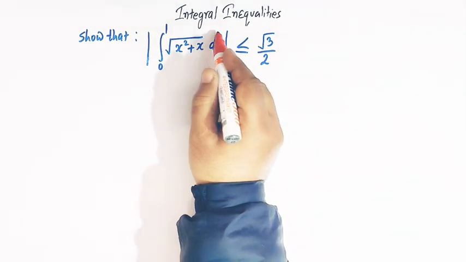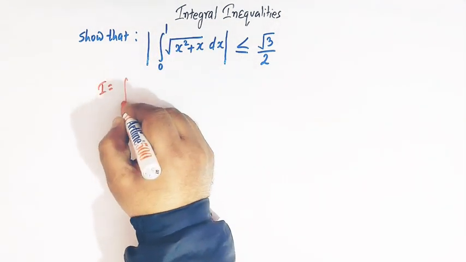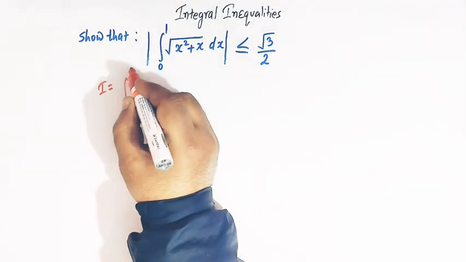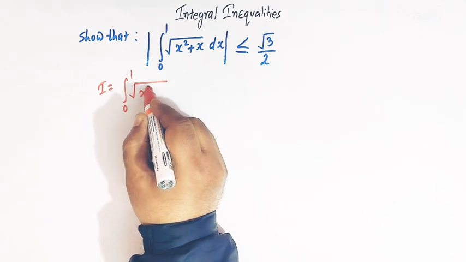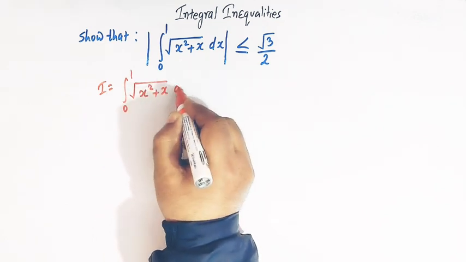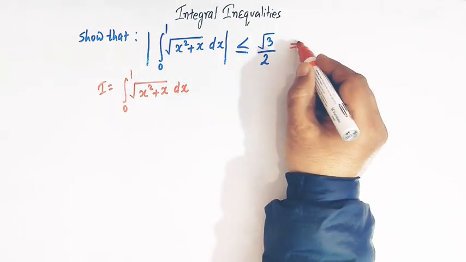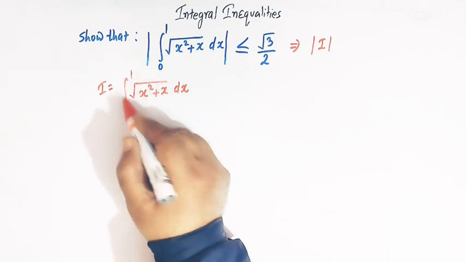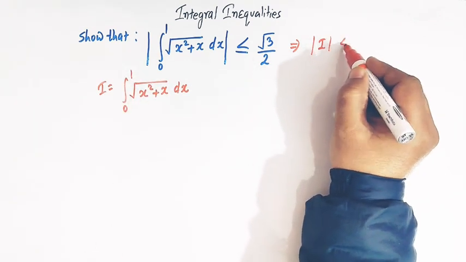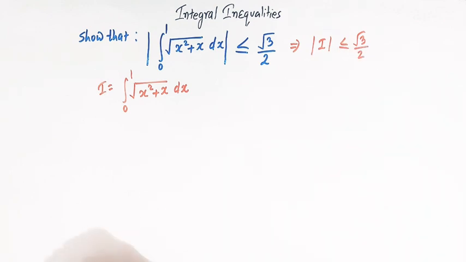Let us call this integral I, right? So we have I equal to the integral from 0 to 1, and the integrand is the square root of x square plus x dx. We have to now show that the mod of this integral, that is mod of I, is less than or equal to square root of 3 over 2.